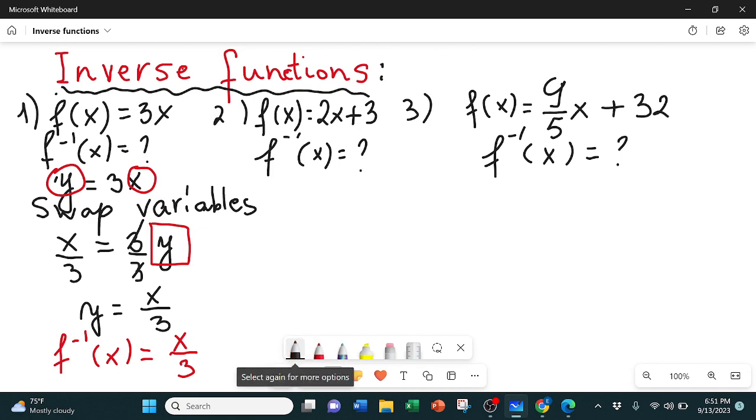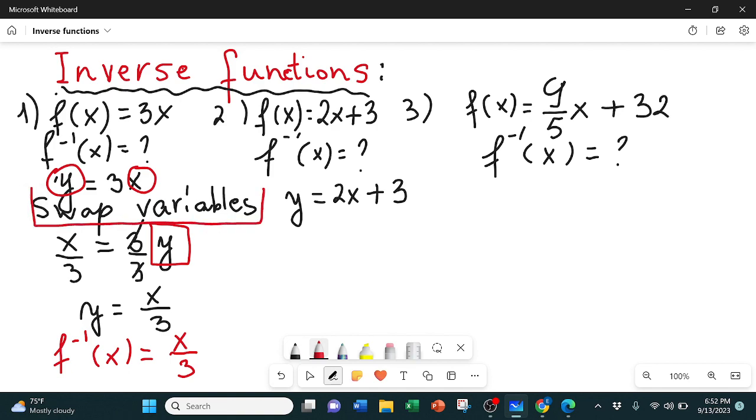Now, let's do the second example where the function is a bit more complicated. So here we have the function y equals 2x plus 3. In this case, we have involved here two operations. So 2 times x plus 3. As I mentioned before, the first step is swap variables. So that's what we're going to do now. We're going to write x equals 2y plus 3.